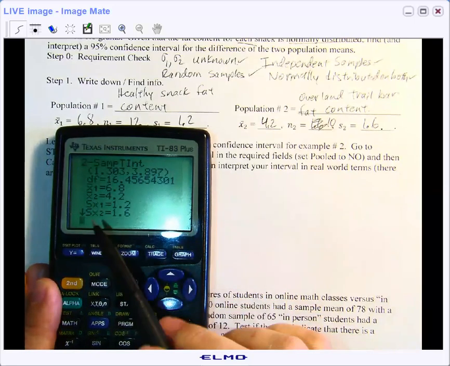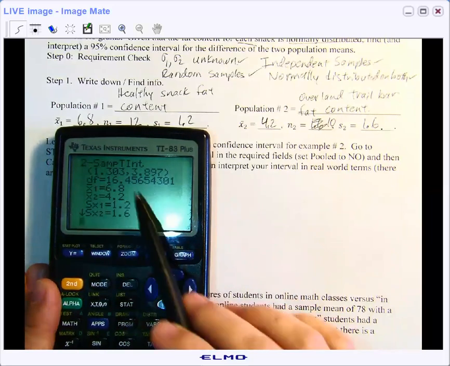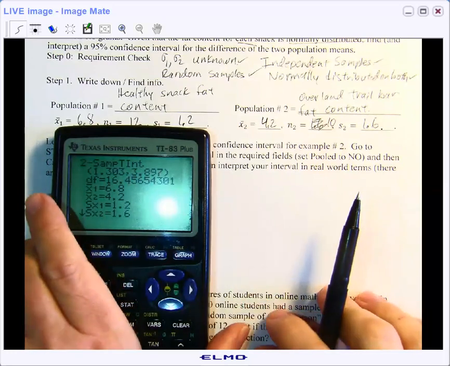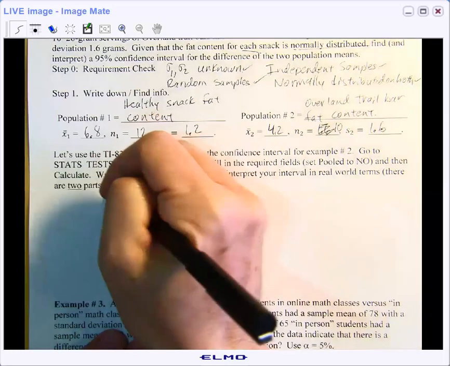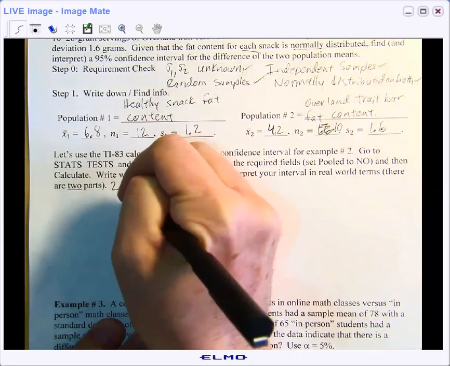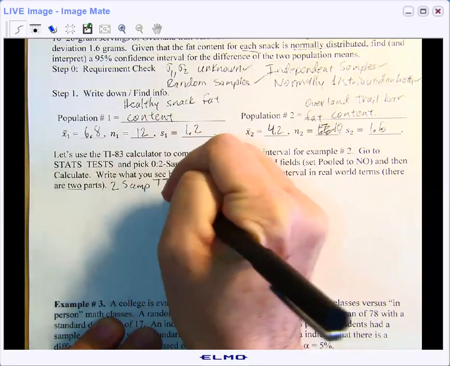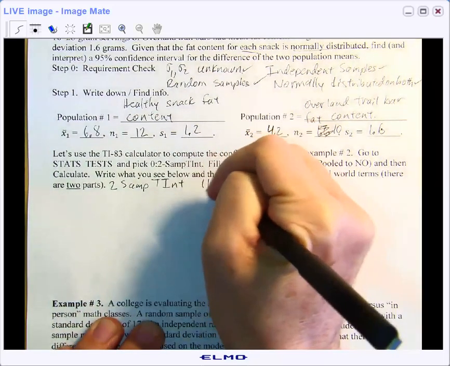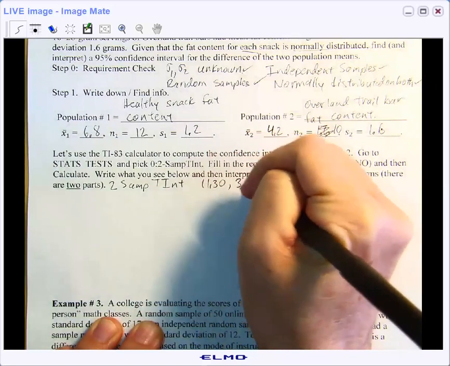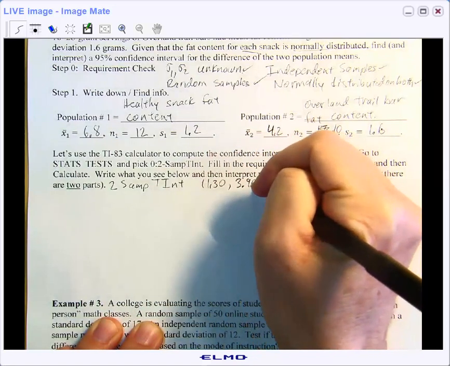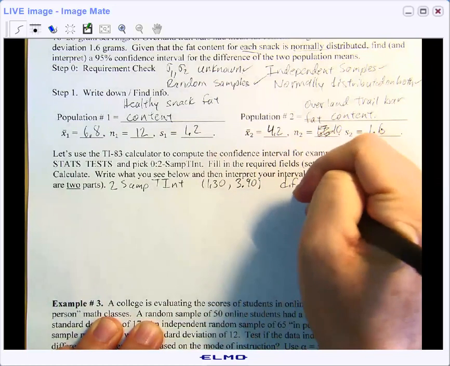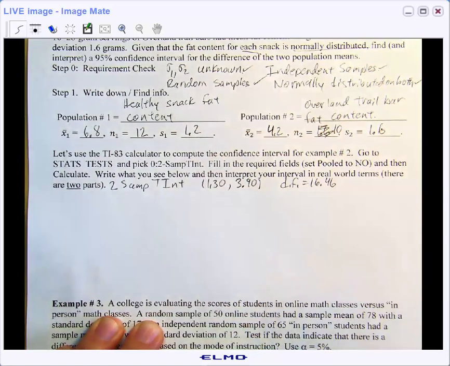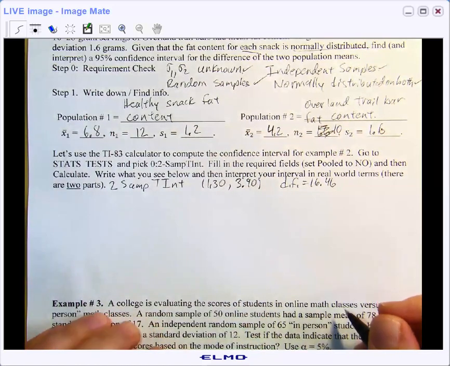So our 2-SampTInt comes back with 1.30 to 3.90, and we have 16 degrees of freedom. Let's go ahead and write that down. So 2-SampTInt, because it's a confidence interval, and we've got 1.30 to 3.90, and notice that the degrees of freedom was 16.46. Okay. All right, so let's write it in real world terms.